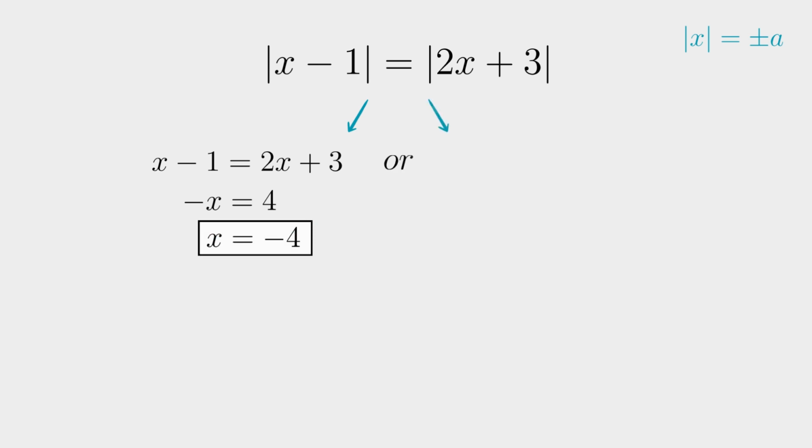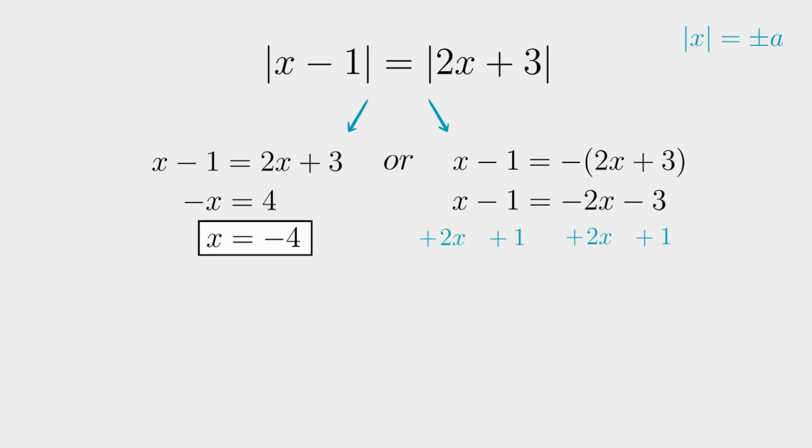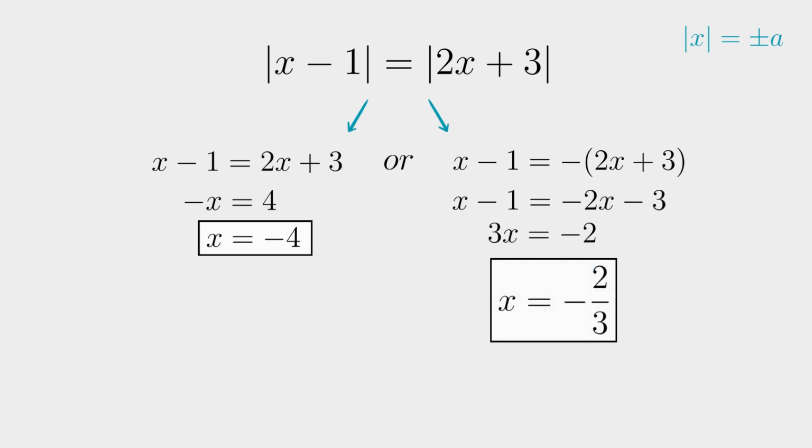In the second case, it is x minus 1 equal to minus 1 multiplied by the bracket 2x plus 3. Distribute the negative 1 into the bracket to give you negative 2x minus 3. Now add 2x to both sides and add 1 to both sides. That should give you 3x is equal to negative 2. Divide both sides by 3 and now you have your second answer. X is equal to negative 2/3.